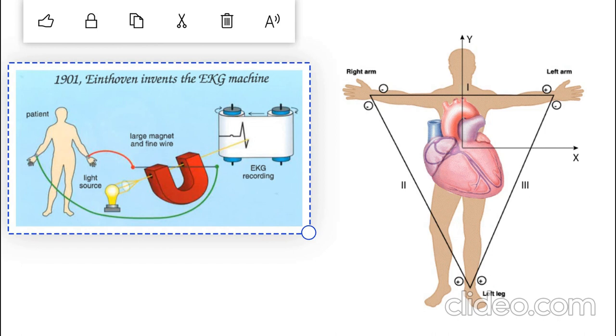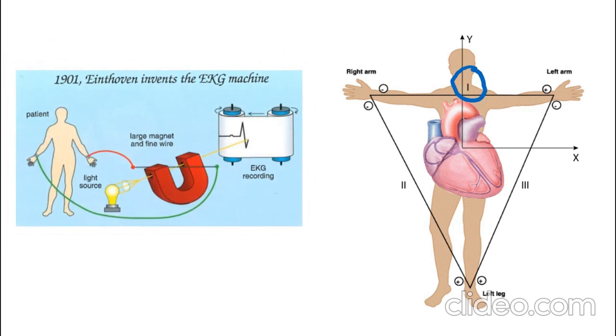He then moved the leads to various parts of the body, to various limbs, to create our limb leads that we know of today. If you take a look at the diagram, we have lead 1, which is between your left arm and your right arm. You have lead 2, which is between your right arm and left leg. And then you have lead 3, which is between your left arm and your left leg.